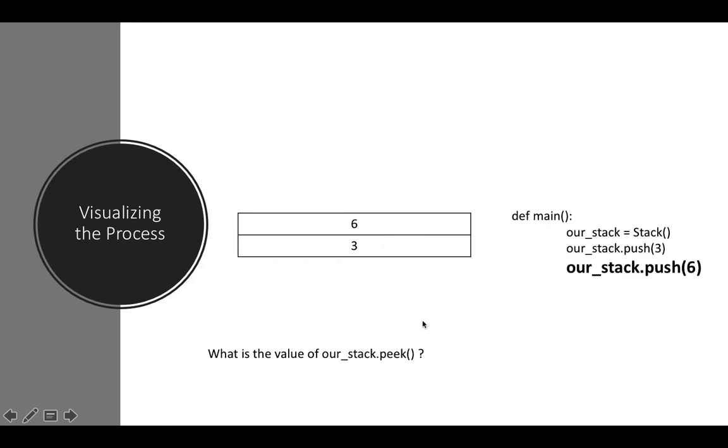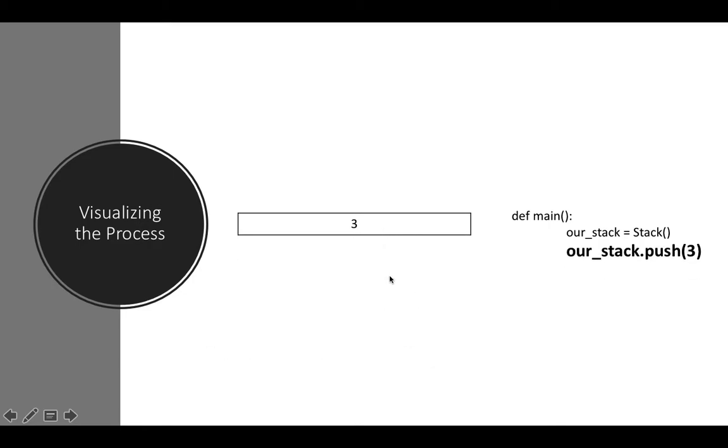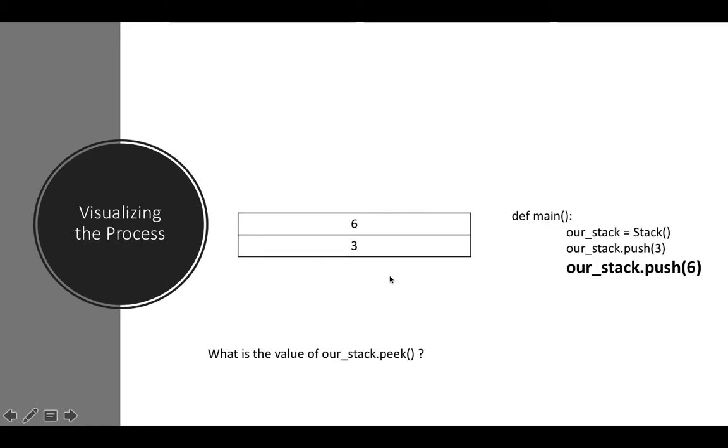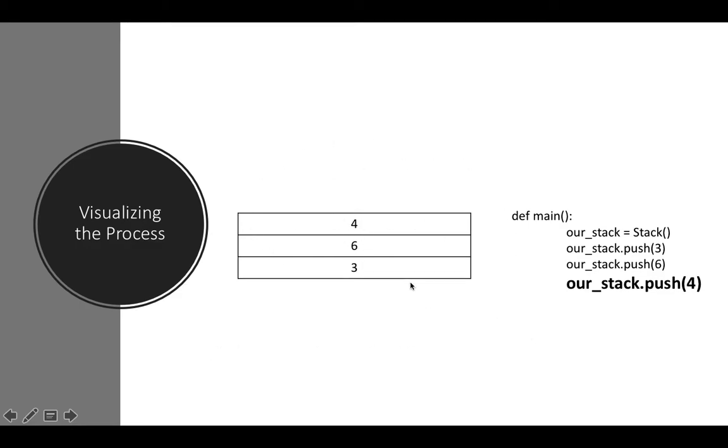And this is the idea of a stack where the first thing that we added, this 3 from before, is at the very bottom, and the newer things are at the top. So what value would we get if we were to call the peek method? The answer is 6, since peek would just return 6, which is at the very top of the stack. Now, just to show the same idea again, if we use push and we add 4 to the top of the stack, it would push 6 and 3 down. And if we were to do peek again, we would get 4 this time.